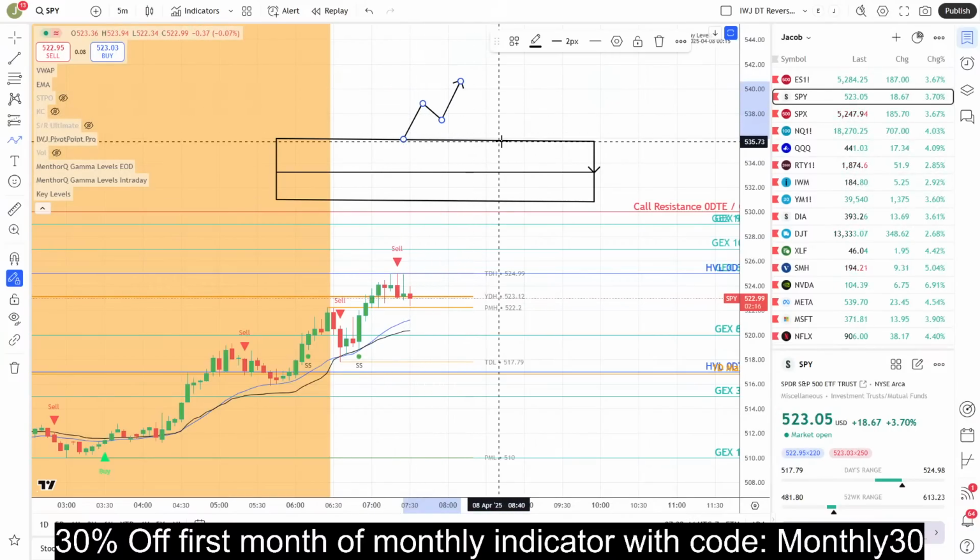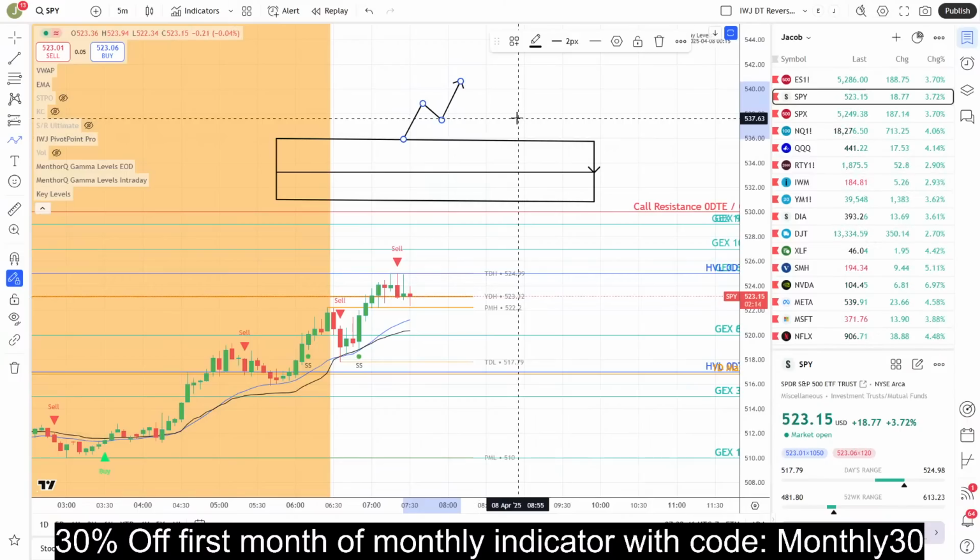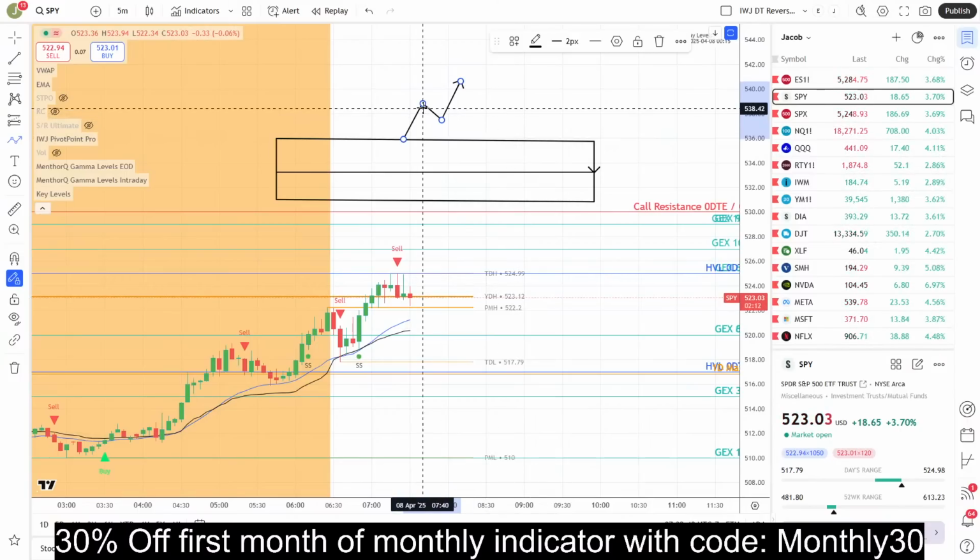And everybody's like, I don't want to scalp for 20 cents. Well, 20 cents is $500 when you trade 25 contracts. So $500 a day is a pretty good day.